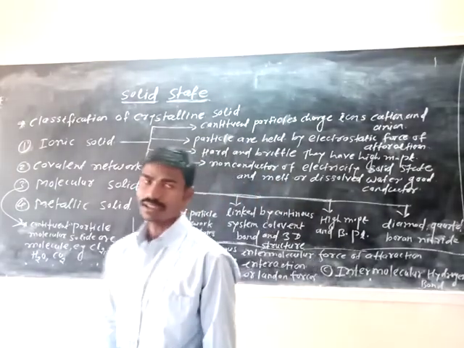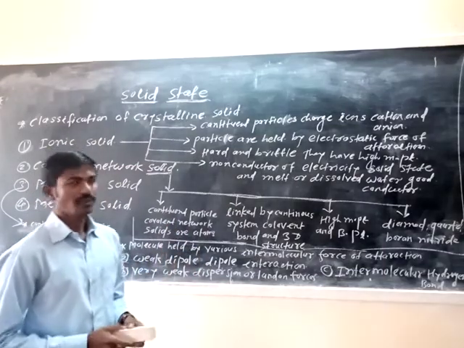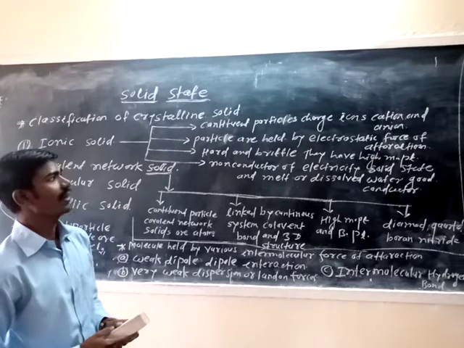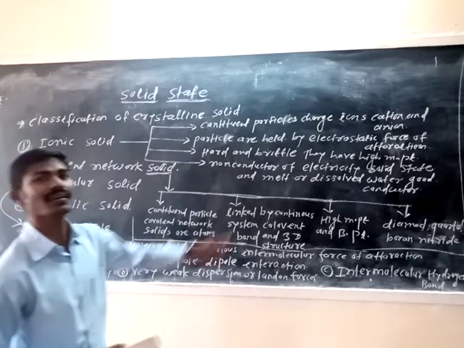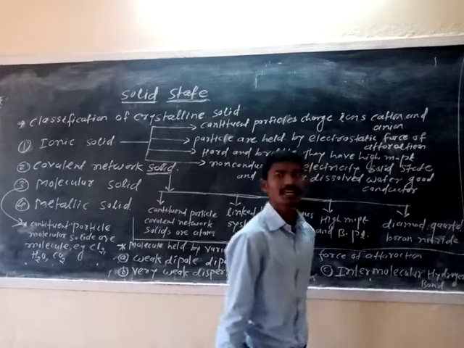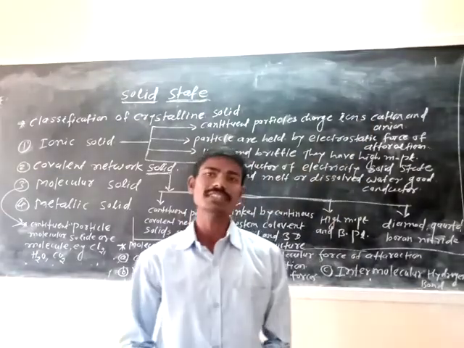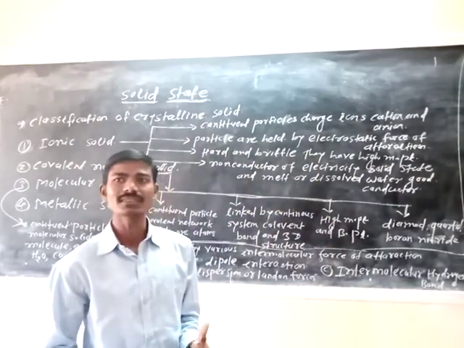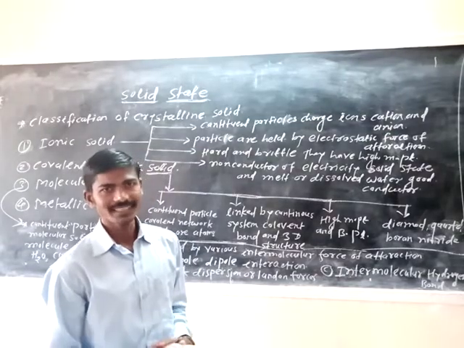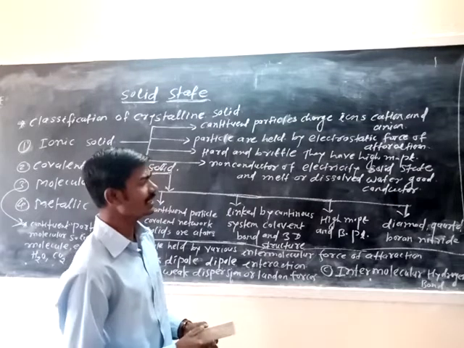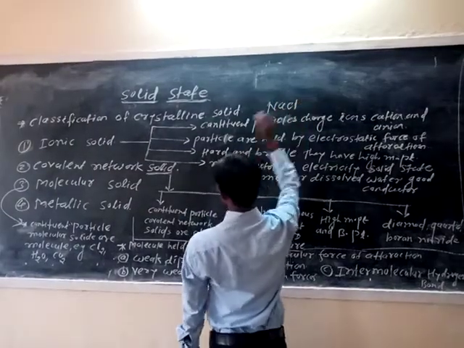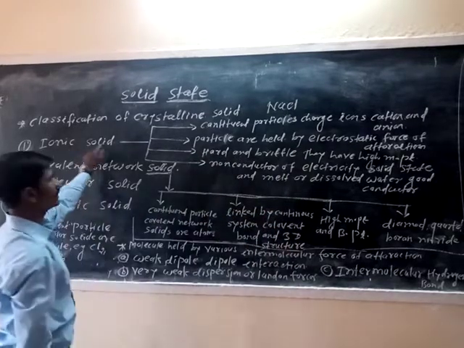In ionic crystals, the constituent particles are charged ions: cations and anions. Cations are positively charged species and anions are negatively charged species. Cations are of smaller size and anions are of larger size. An example is the NaCl crystal. NaCl is an example of an ionic solid.